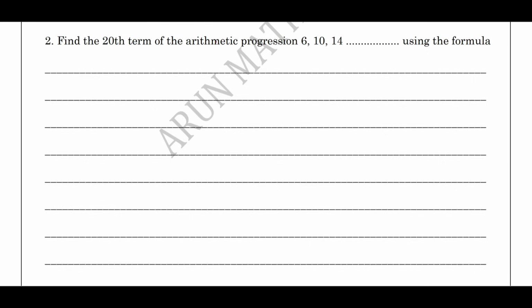Second question: find the 20th term of the arithmetic progression 6, 10, 14 and so on using the formula. Okay students, again, what is the first step? What you need to do is learn the formula. The nth term of an AP, an equals a plus n minus 1 into d. Don't get confused between the sum of n terms and the nth term. The nth term is an equals a plus n minus 1 into d.